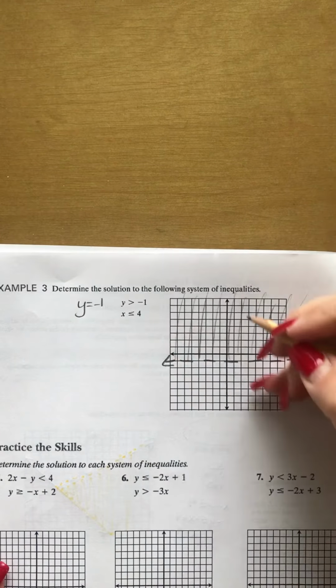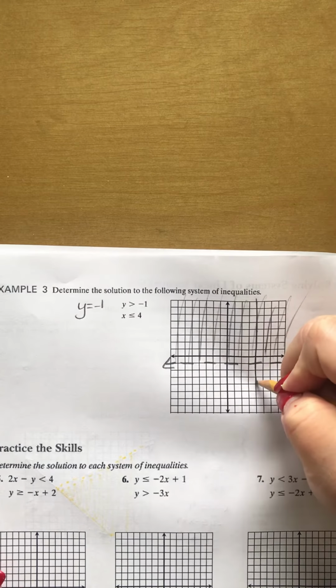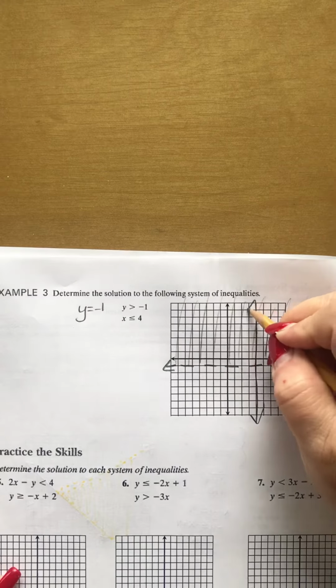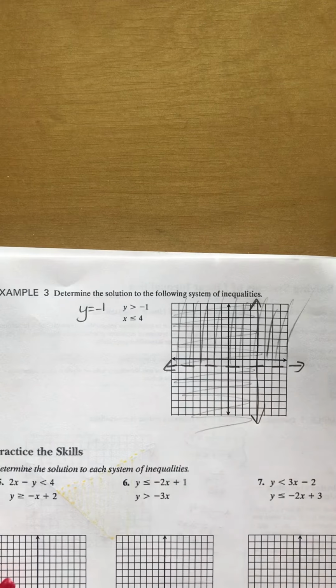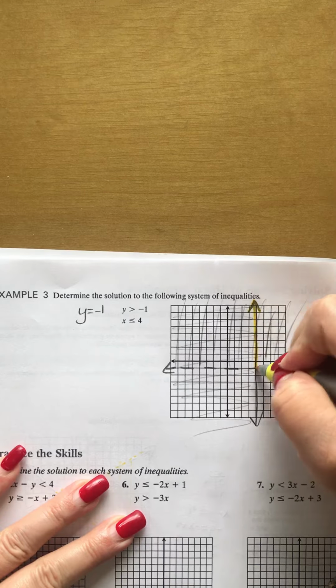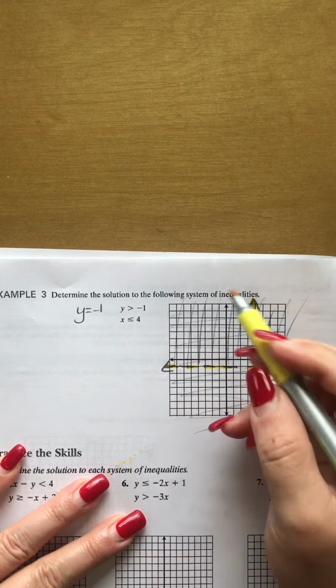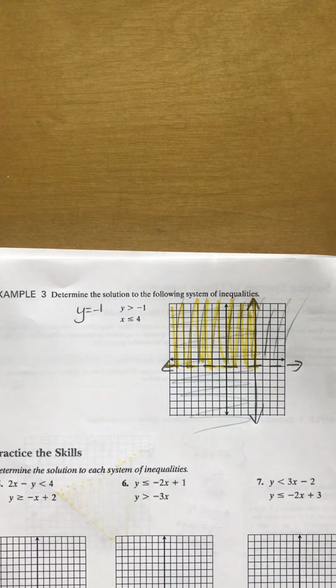And then x is greater than or equal to 4 would be a solid vertical line at 4. And you're going to shade to the left because it says less than. And so the region that's double shaded would be this broken line and anything in this region. You want your solution to pop out at you.